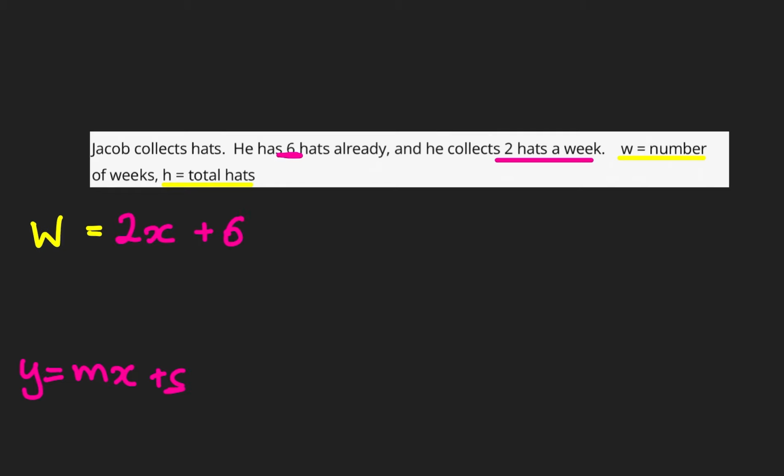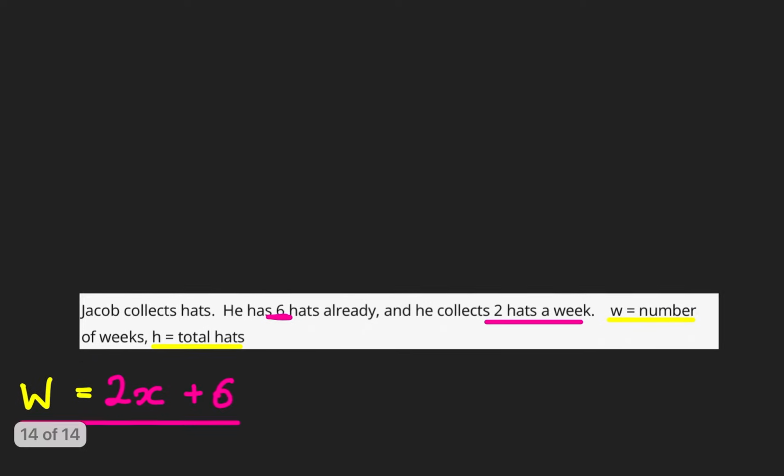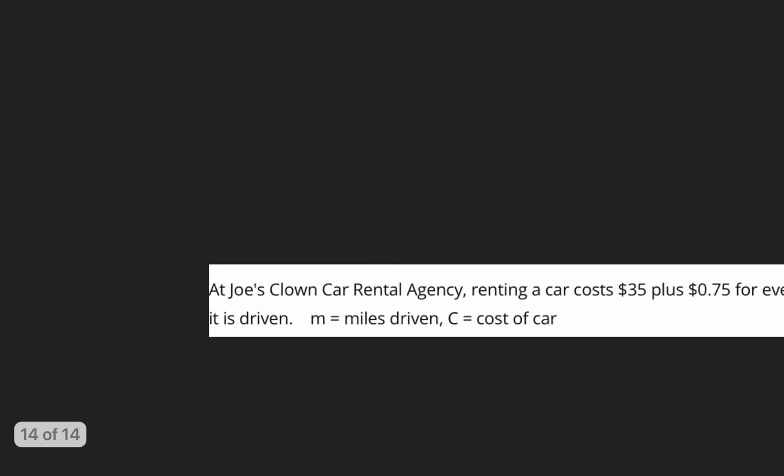And this is simply how we begin this equation. And with this, we'll be able to find out the number of hats he has in a certain week, or so on. Let's go for a different example here.